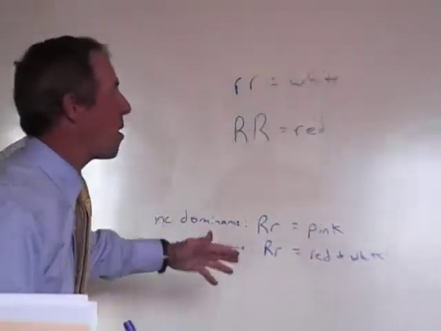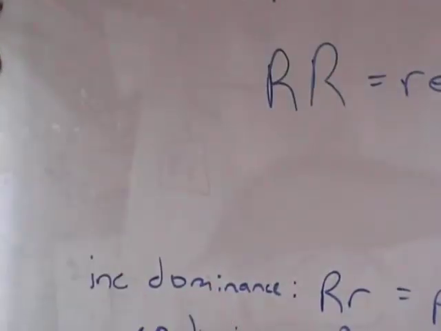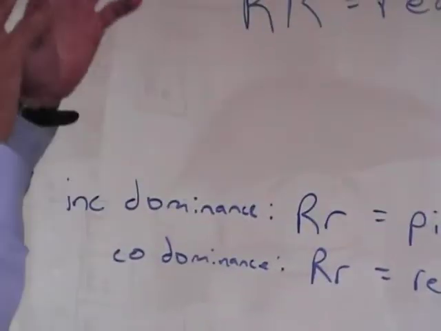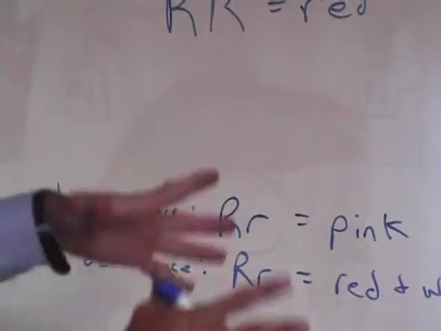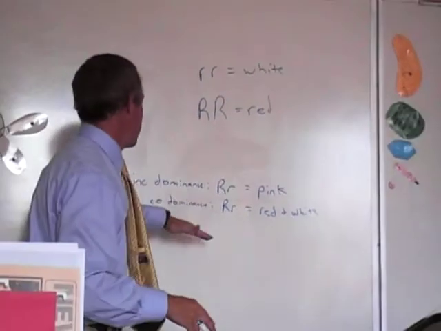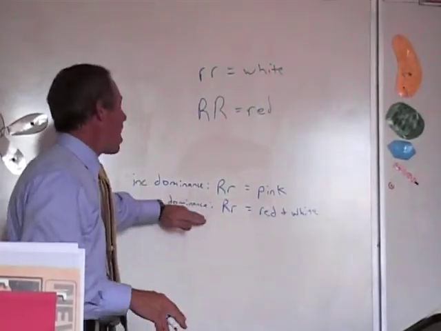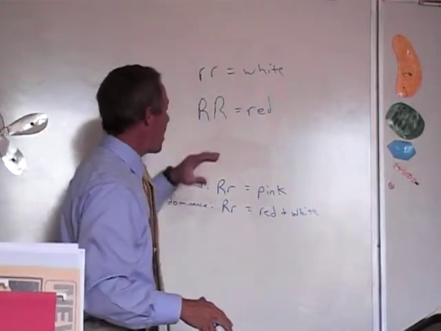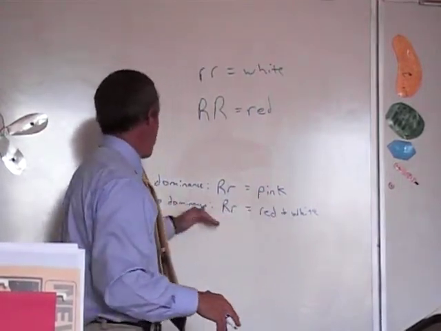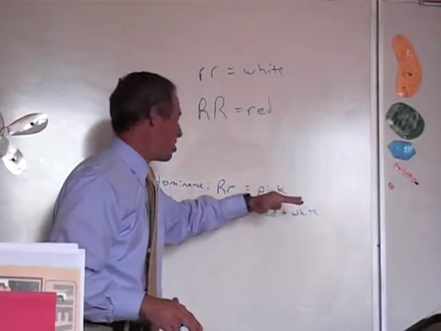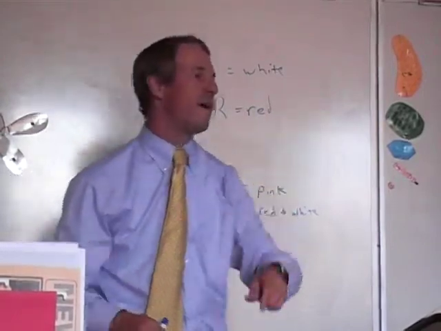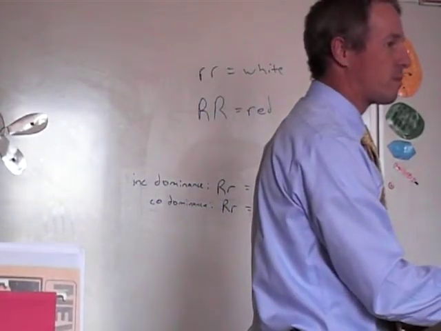It's the same type of Punnett squares and mating, but the phenotype, what the organism looks like, is different in the two. You see how they're codominant? That means both red and white show up. In codominance, you get red and white flowers. Isn't that cool?